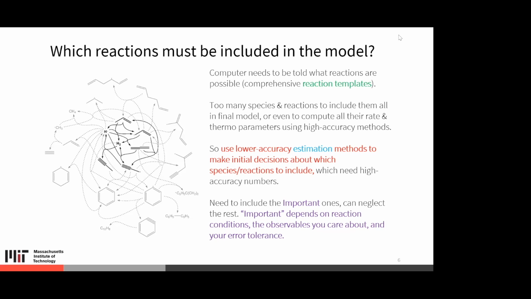But then there are too many, and you can't afford to include them all in the final model. So you really want to select which of those are important enough that you should pursue them and put them in your model, and which of them are negligible and you can leave them out. The way RMG does that is we use lower accuracy estimation methods to estimate the rates of all these dashed line reactions. If the rates are really tiny, we say it's negligible, and we cross it out, we erase it. Therefore we can keep the size of the model under control.